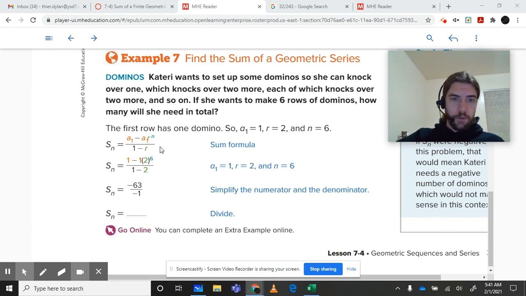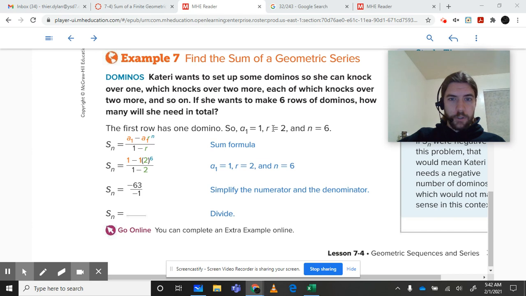So as long as we can fill this in, you don't need to memorize this formula, as long as you're comfortable taking this formula as your structure to find these sums and filling them in, just knowing what a1, r, and n are representing. They're representing our first term, which would mean that we have 1 domino to begin with. That would be what our first term is in this example.